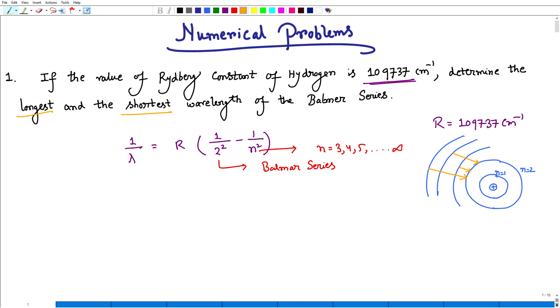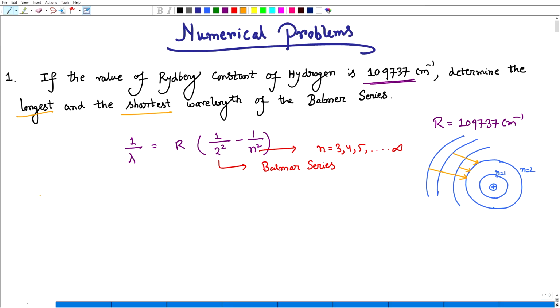Okay. So, first it is clear, when the transition occurs from n equals to 3 to n equals to 2, then the energy gap is minimum, the transition energy is minimum. As the transition energy is minimum, the corresponding frequency will also be the minimum, and we know wavelength and frequency are inversely proportional. That means the wavelength will be the maximum. So, the longest wavelength would be when the transition occurs from n equals to 3 to n equals to 2.